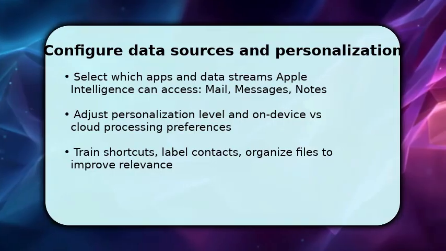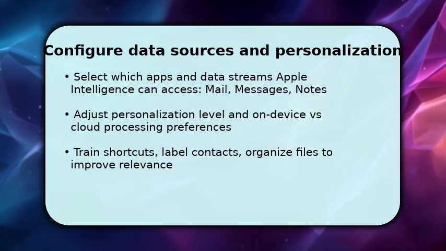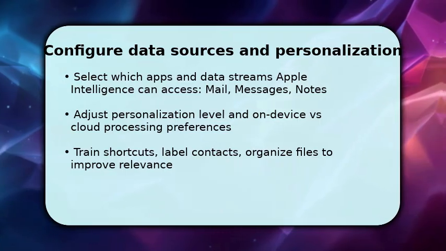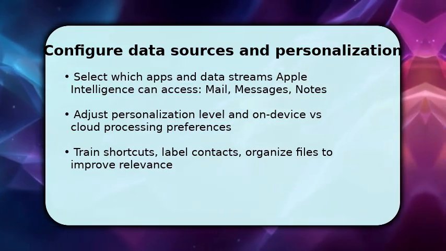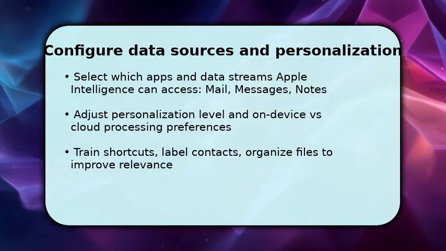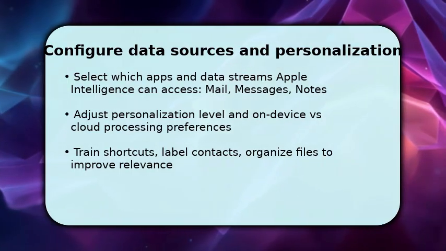Next, configure what Apple Intelligence can read and learn from, because its usefulness depends on targeted signals. You should explicitly choose Mail, Messages, Notes, and other apps to expose relevant content. Make this decision based on privacy versus capability.